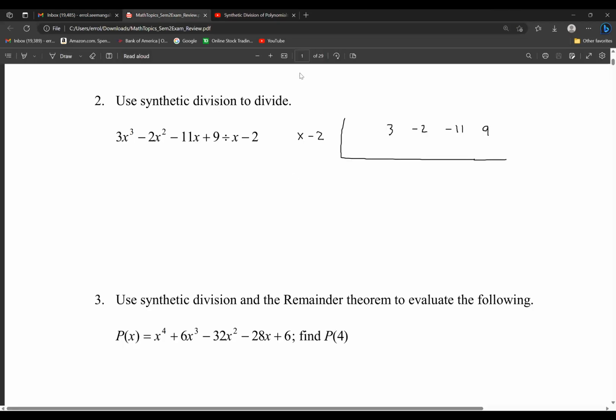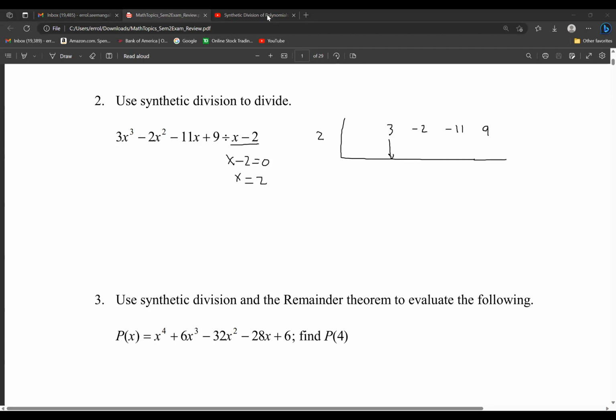All right, so according to that example, x minus 2, this one right here, just solve that for 0. x minus 2 equals 0, so x equals 2, right? So that's the number we're going to put on the front. All right, so now we're going to bring this first one down.